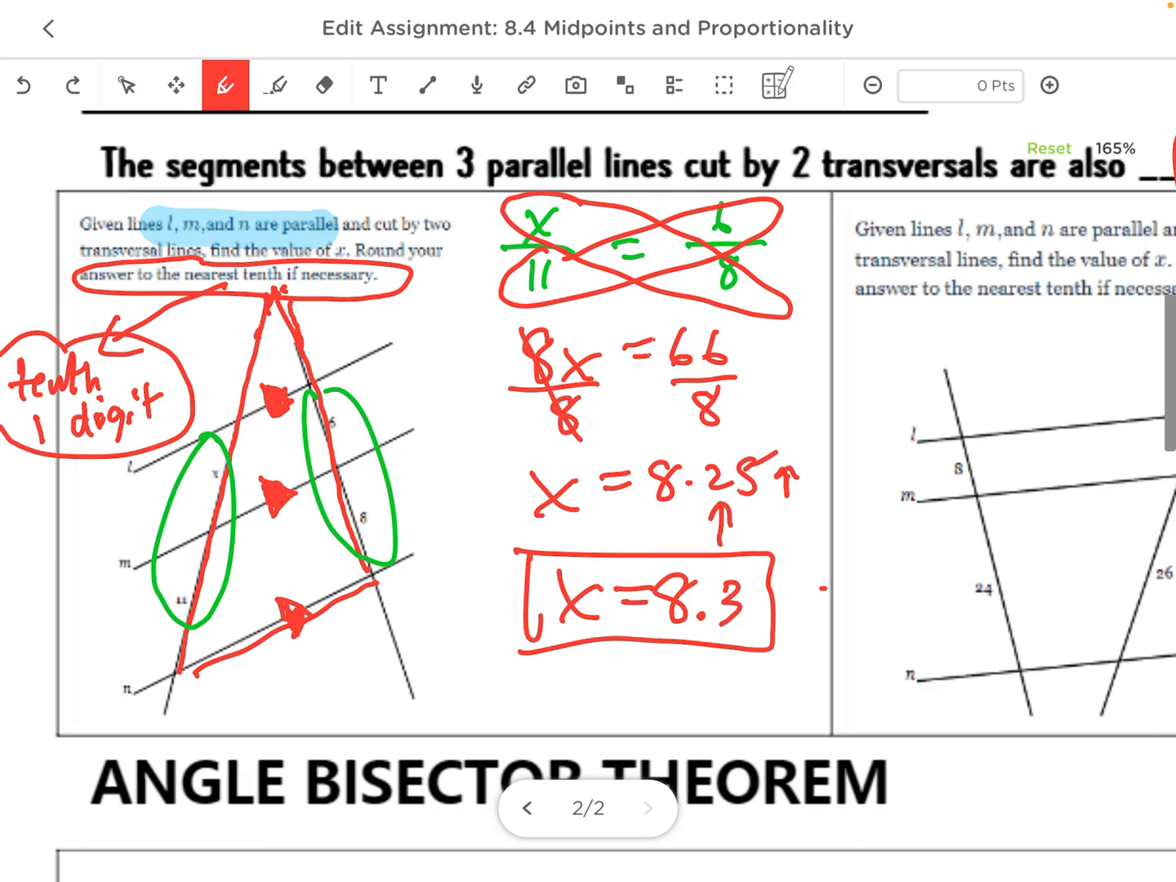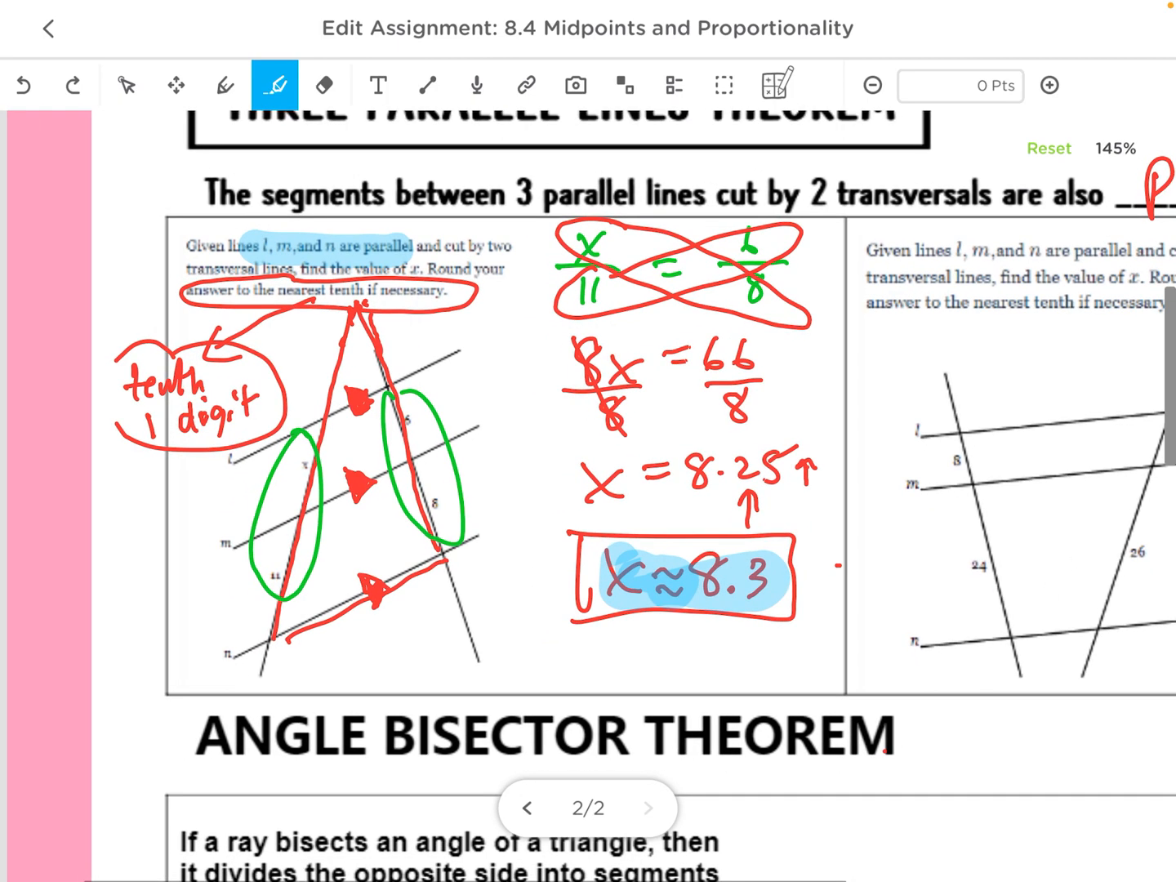Oh, and actually it's not going to be equal, it's going to be approximately. So that's why we use that. Okay, so approximately 8.3. Okay? So keep that in mind.